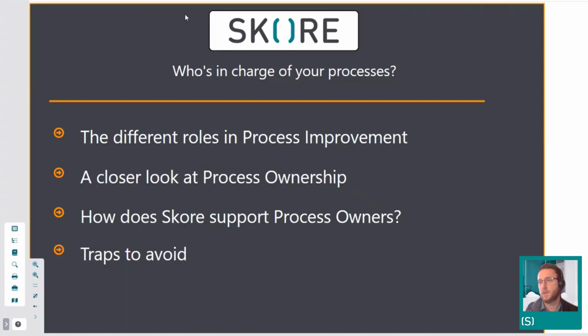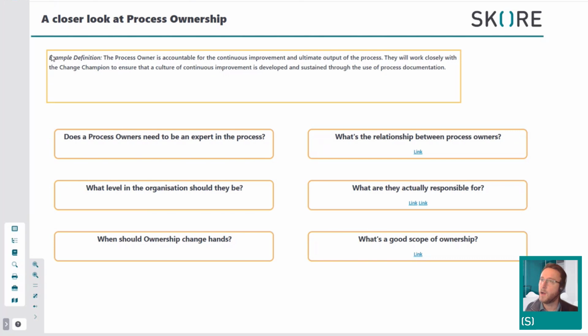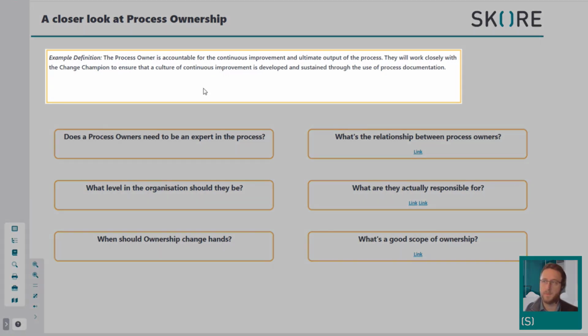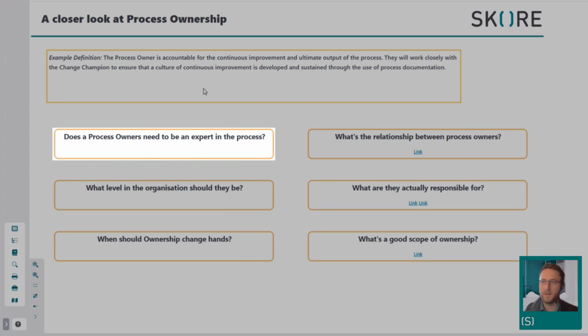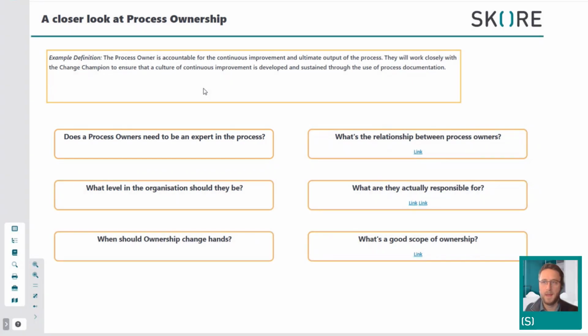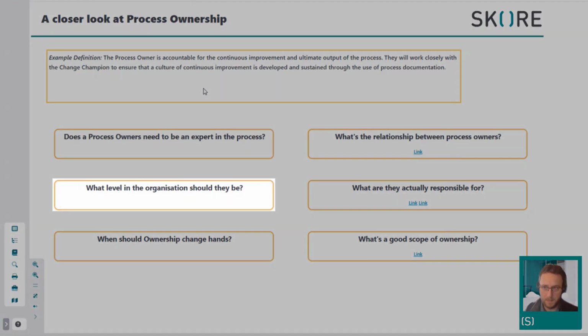So if we take that into context, let's take a closer look at process ownership. I've put an example definition on here, taken out of our COE. I've seen variations of this over the years. And what I thought would be more interesting is to look at some of the questions around process ownership. First one, top left: does a process owner need to be an expert in the process? In my experience, when you get someone who's a really detailed process expert, they don't necessarily make the best owner. And again, it goes back to defining that role, and it also bleeds into the next question, which is about what level in the organisation they should be.